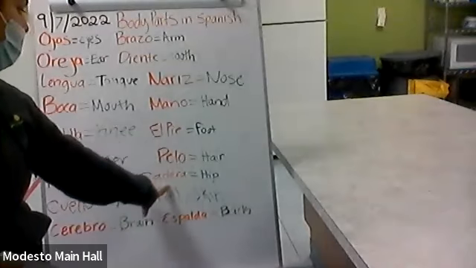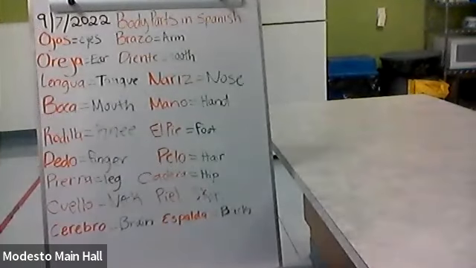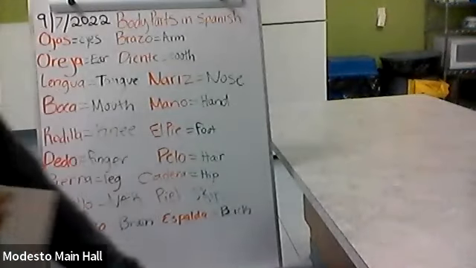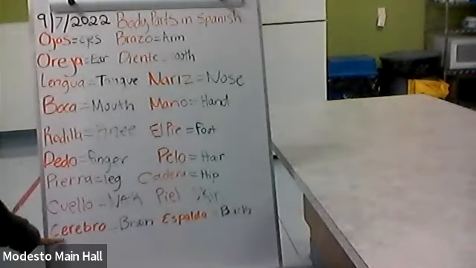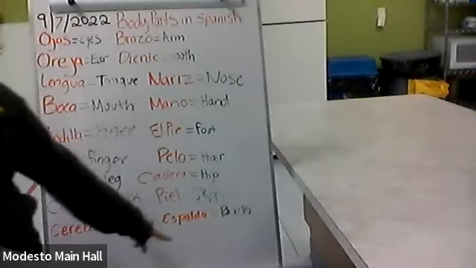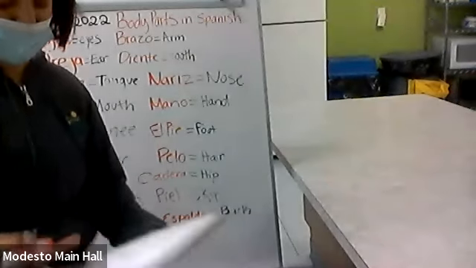So for cadera, that would be your hips. Your cuello would be your neck. Your piel would be your skin. Cerebro is brain. And the espalda would be your back.